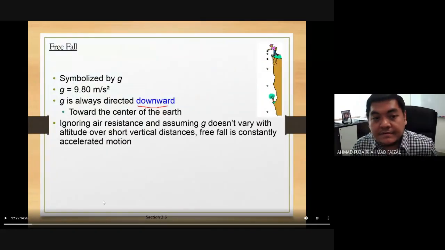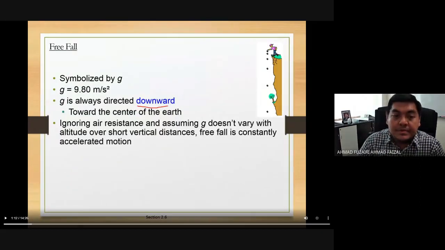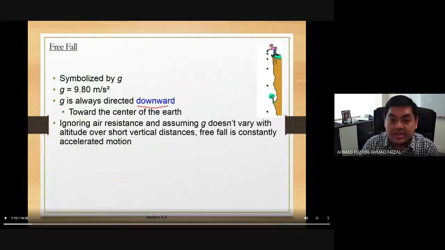So free fall is symbolized by g, where the g value is 9.8 meter per second square, and g is always directed downward. The word downward means it must be directed towards the center of the earth. It must be towards the bottom. But what happens when the ball is thrown upward? That's why we need to understand the concepts of free fall.